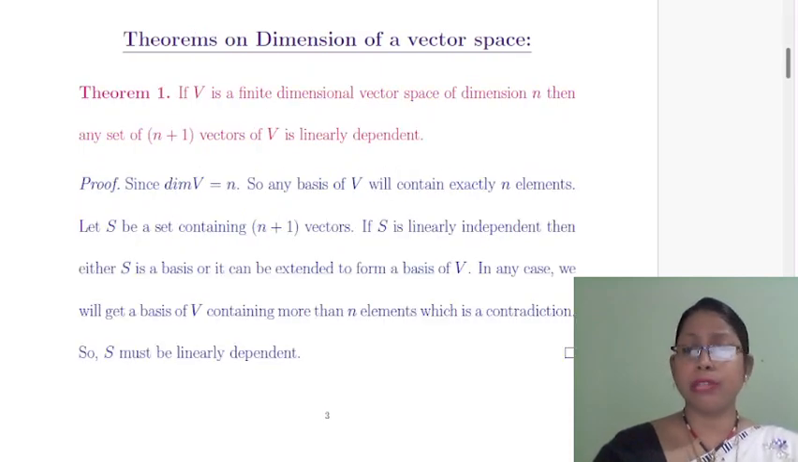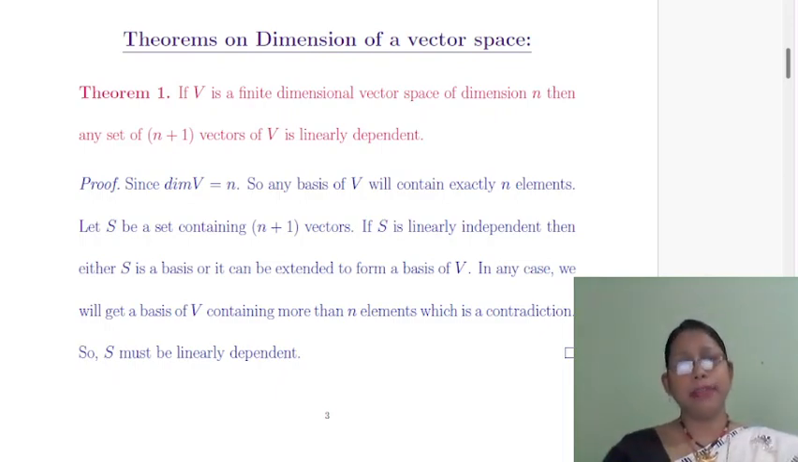Next is the theorem on dimension of a vector space. First theorem: if V is a finite dimensional vector space of dimension n, then any set of n plus 1 vectors of V is linearly dependent. Proof. Given V is a finite dimensional vector space of dimension n, so every basis of V will contain exactly n elements. Let S be a subset of V containing n plus 1 vectors.